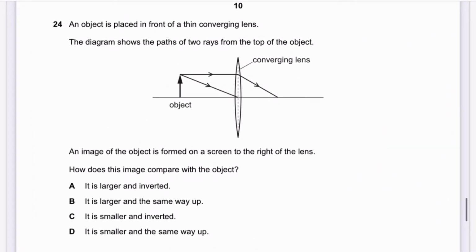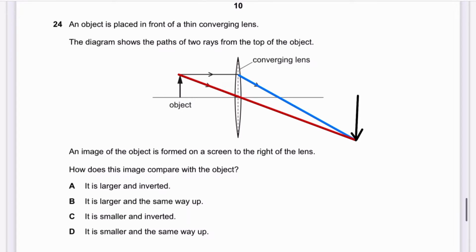An object is placed in front of a thin converging lens. The diagram shows the path of two rays from the top of the object. An image is formed on a screen to the right of the lens. How does this image compare with the object? So first, let's do this. We'll take our rays and form an image with our rays. So we're going to do this, and I'm going to do the other one. And we're going to form an image here.